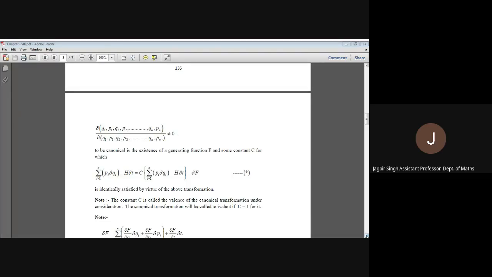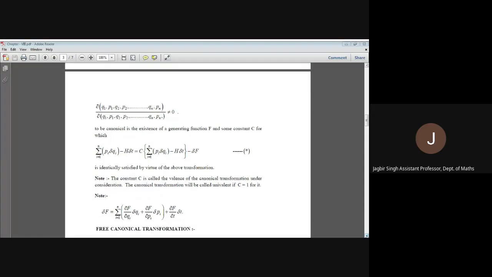Here the constant c is known as the valence of the canonical transformation, and if c is 1, then the transformation is known as a univalent canonical transformation. Further, F, the generating function, is a function of t, qi and pi. So its variation will be summation i from 1 to n of partial derivative of F with respect to qi into δqi plus partial derivative of F with respect to pi into δpi plus partial derivative of F with respect to t into δt.